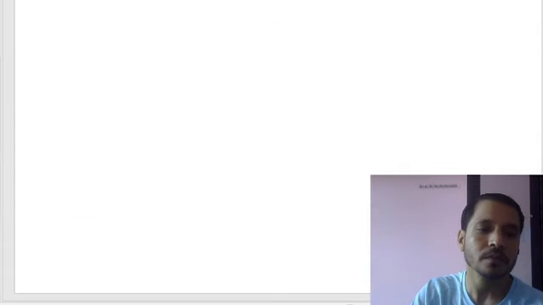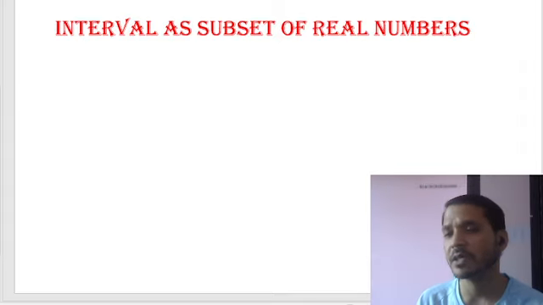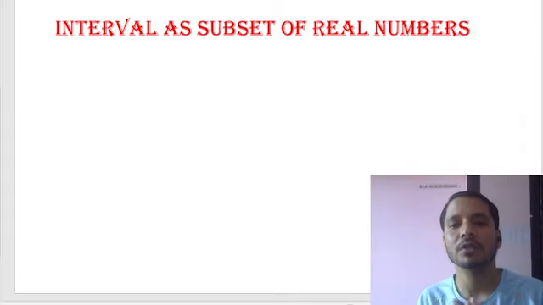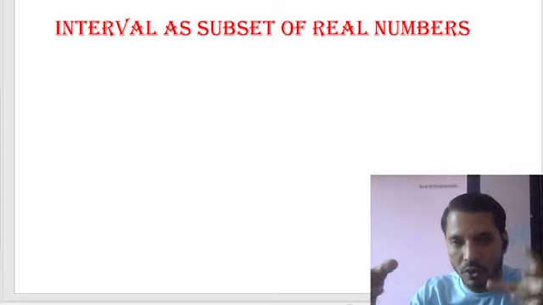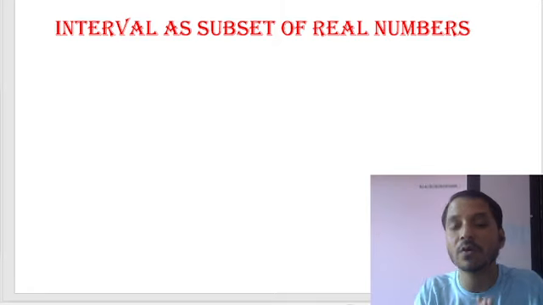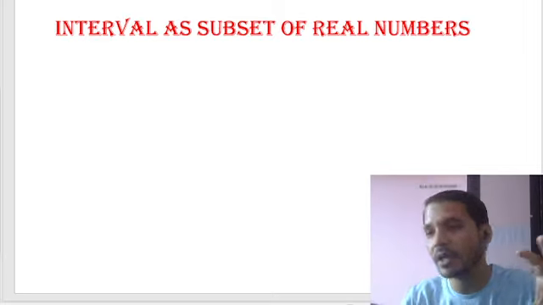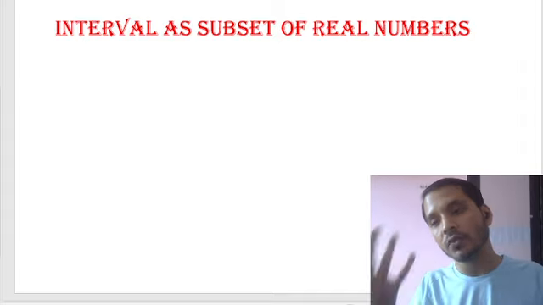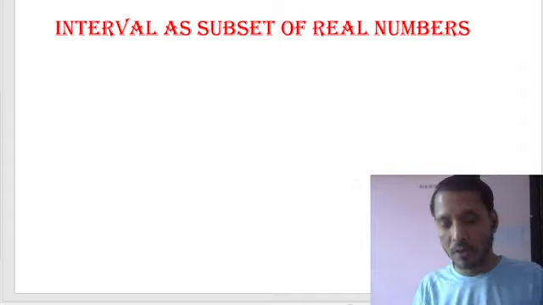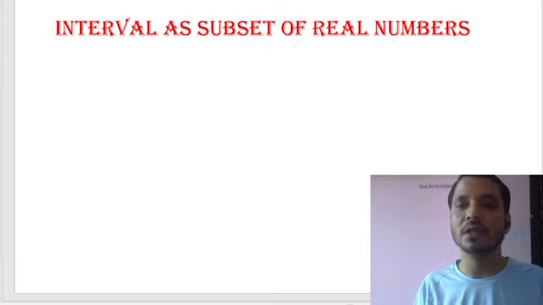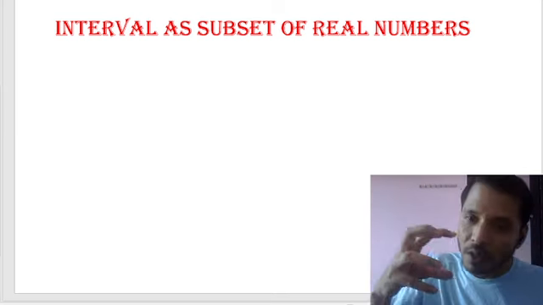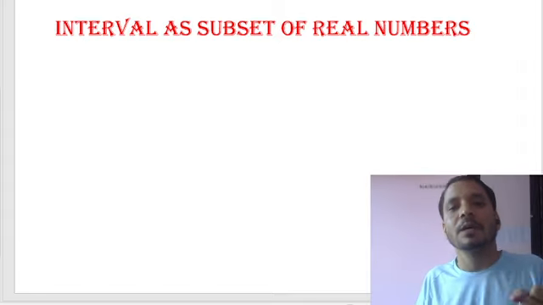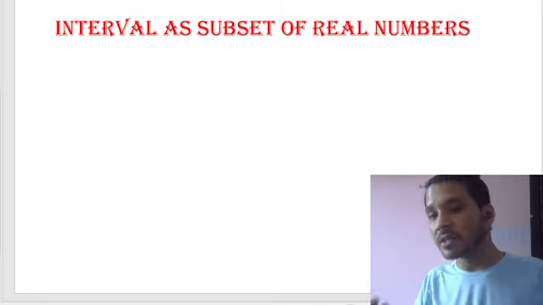Now we have the next point, that is, interval as a subset of real numbers. As we discussed, a subset means a smaller set. How many small sets can we derive from the given set? Let us suppose we are given the set of real numbers. Real numbers include all types of numbers except imaginary numbers: natural numbers, whole numbers, rational numbers, irrational numbers. So all types of numbers are included in the real numbers. That means the subsets of the real numbers will be infinite. We can derive infinitely many subsets.